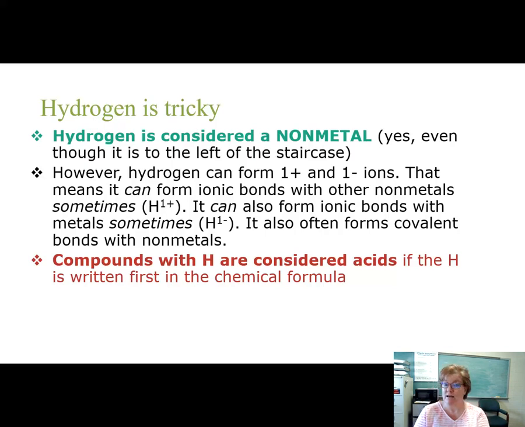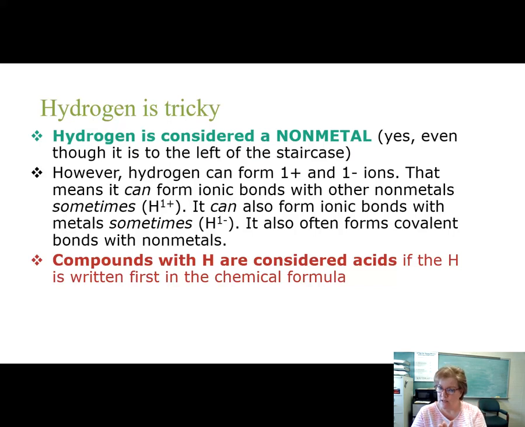It can form ionic bonds. When it does, it would usually be a positive charge. It can also form ionic bonds with metals sometimes and take on the -1 charge. It can also form covalent bonds. Primarily though, where we are going to see a lot of hydrogen is when it shows up as an acid.